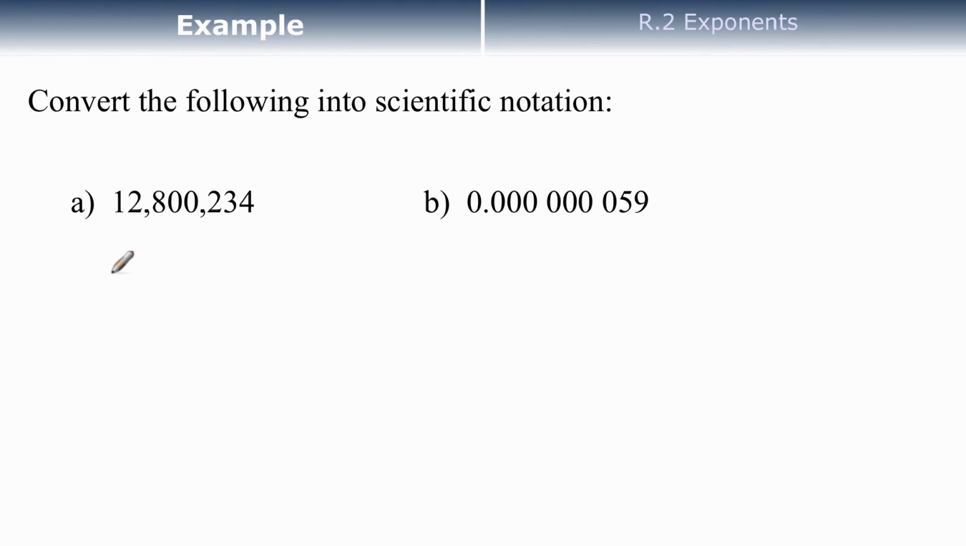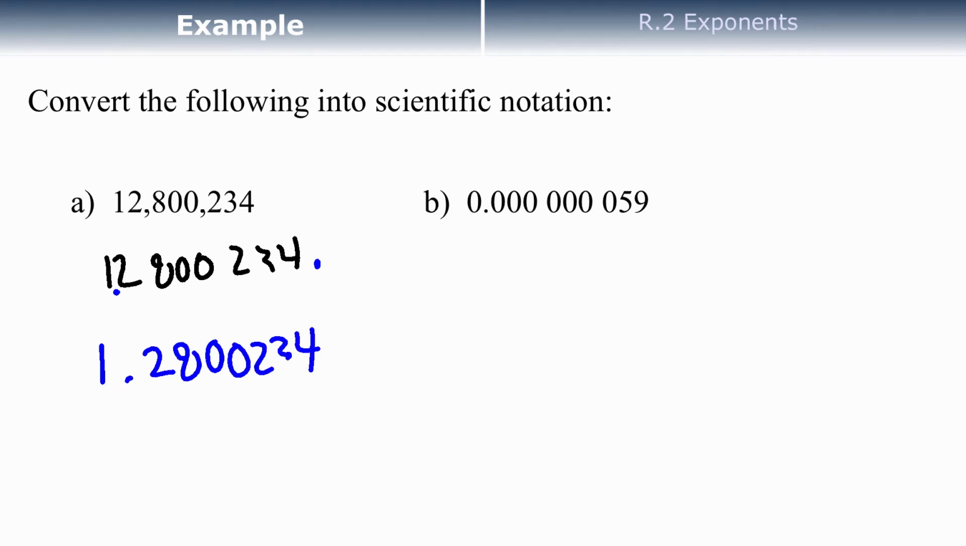So in this case, I'm just going to rewrite this again. 12,802,234. So the decimal point currently sits right there. And I want to move that decimal place so it winds up right behind the first non-zero number. So I want it to be 1.2800234. That's where I want that decimal point, right there.